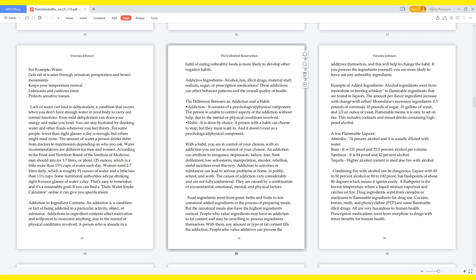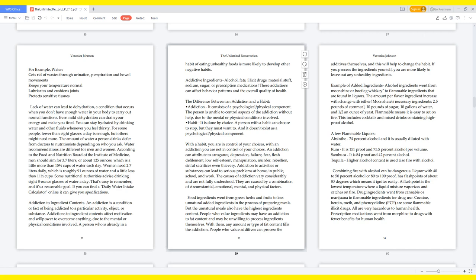The difference between an addiction and a habit. Addiction: it consists of a psychological/physical component. The person is unable to control aspects of the addiction without help, due to the mental or physical conditions involved. Habit: it is done by choice. A person with a habit can choose to stop, but they must want to. And it doesn't exist as a psychological/physical component. With a habit, you are in control of your choices. With an addiction, you are not in control of your choices.